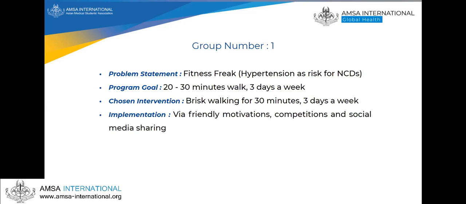Our intervention would be based on brisk walking. We can hold friendly competitions to see who walks more every day. This can be fun in a way. And also we can make small clubs where people can share their experience and how they try to stay healthy, despite having a lack of time and having to go to work early in the morning and coming back in the evening.